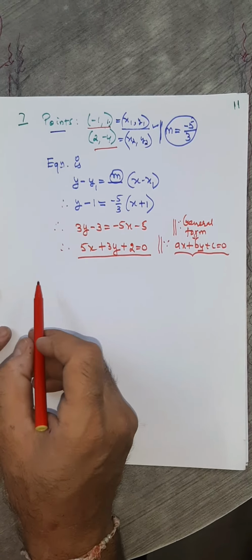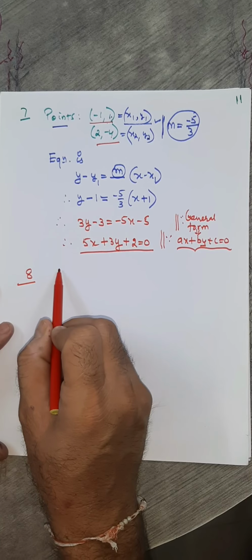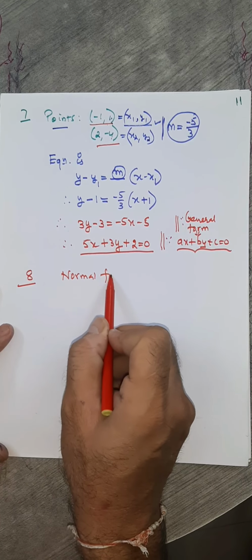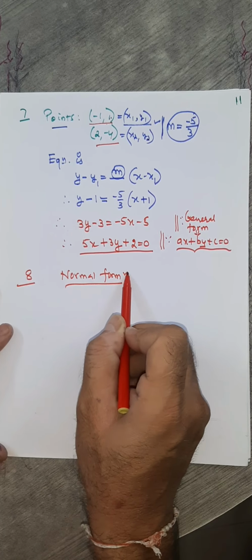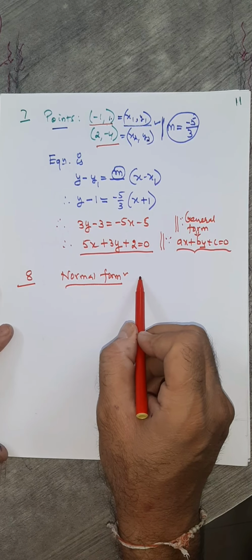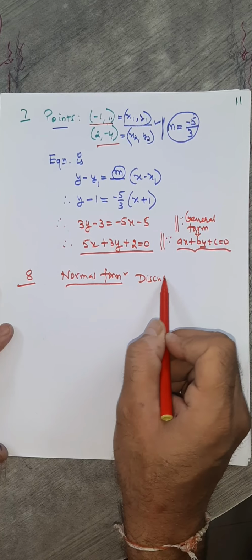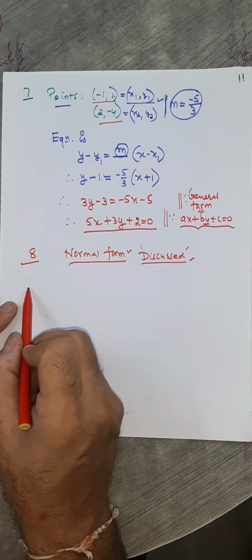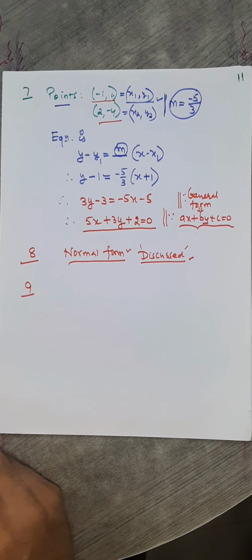What about the next? The eighth question, we already discussed during the theory. It is about the normal form, right? Just to remind you, normal form. We discussed it during the theory. Okay, now question number 9. Let's go to the 9th question.